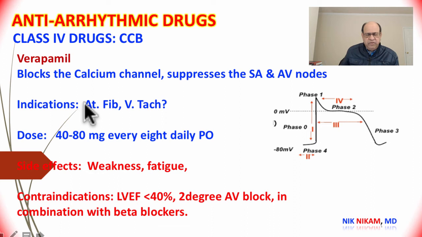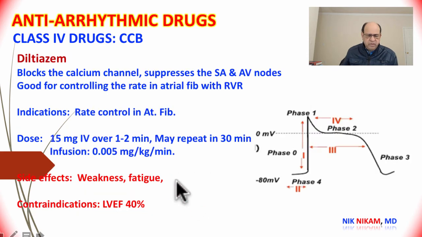However, since verapamil and diltiazem both depress left ventricular function, they should be avoided in patients if they have a left ventricular ejection fraction of less than 40% or second degree or higher AV block. We should not use this in combination with other beta blocking agents.